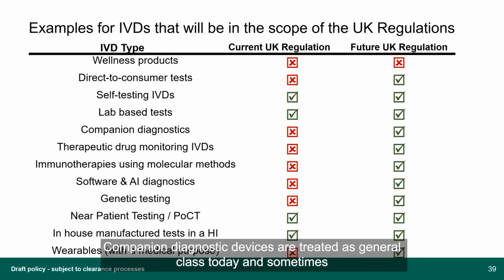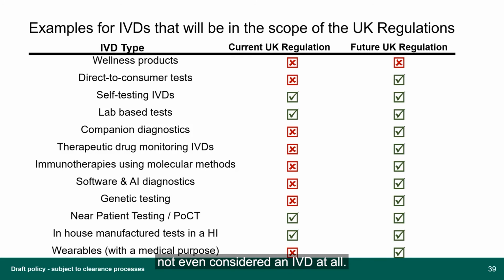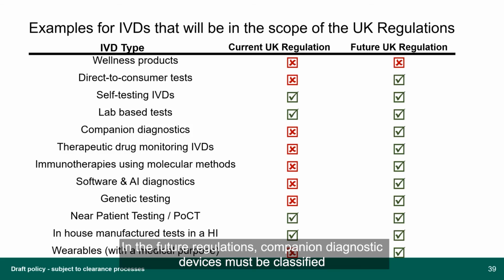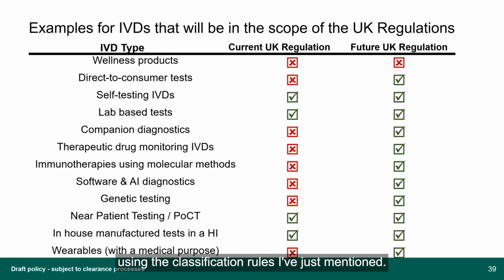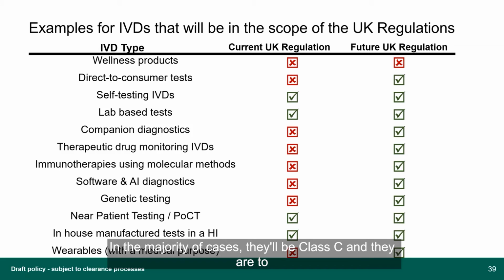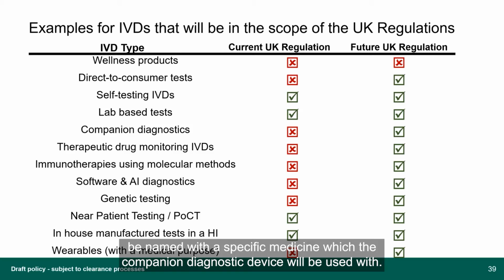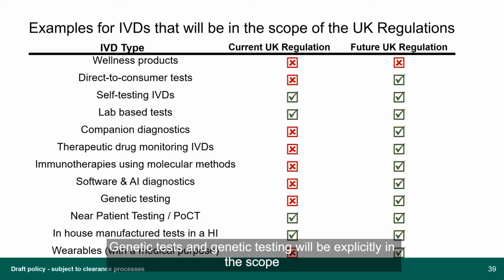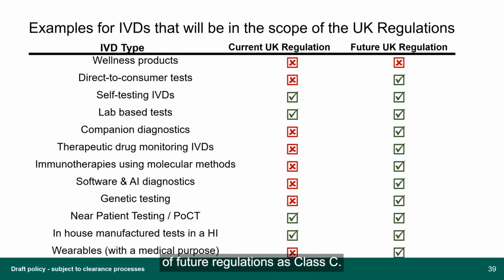Companion diagnostic devices are treated as general class today, and sometimes not even considered an IVD at all. In the future regulations, companion diagnostic devices must be classified using the classification rules I've just mentioned. And in the majority of cases, they'll be Class C, and they are to be named with the specific medicine with which the companion diagnostic device will be used. Genetic tests and genetic testing will be explicitly in the scope of future regulations as Class C.